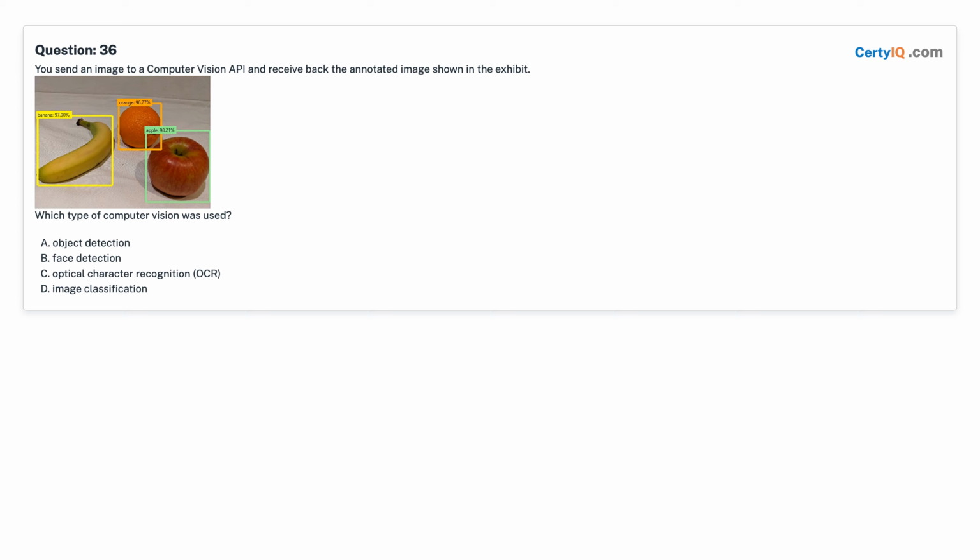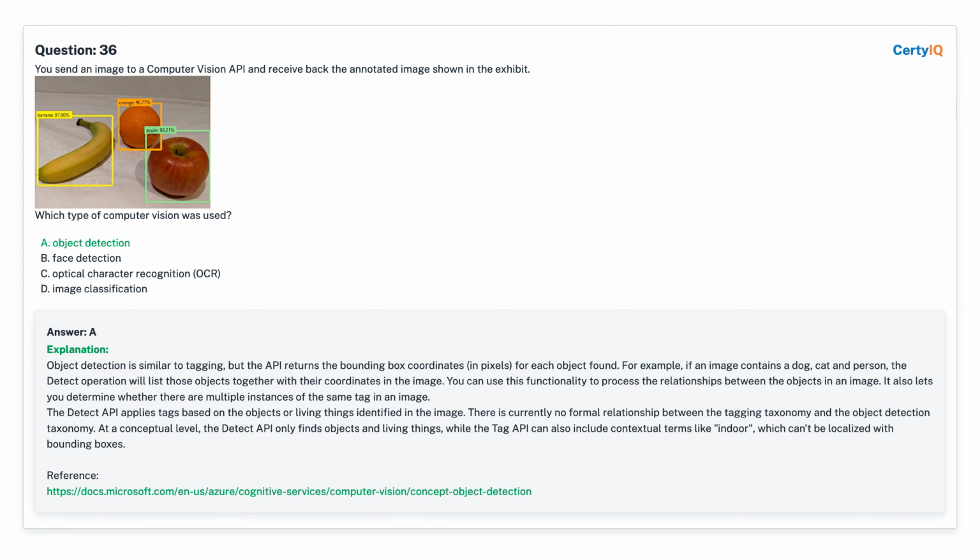Question 36. You send an image to a computer vision API and receive back the annotated image shown in the exhibit. Which type of computer vision was used? A. Object detection. B. Face detection. C. Optical character recognition, OCR. D. Image classification. Answer is A.